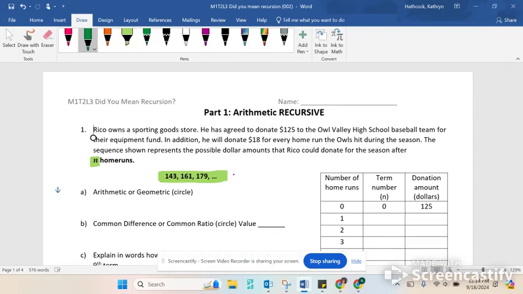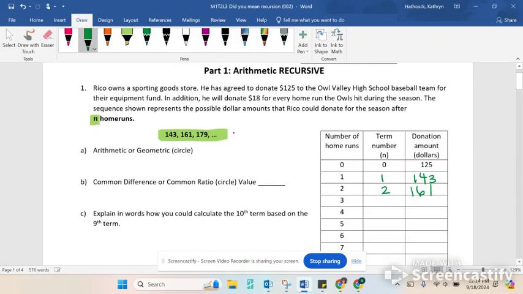So I'm going to fill out this table on the side. My term number is my number of home runs. So after I get one home run, I'm going to have $143. 2 home runs, I'm going to have $161. I'm going to let you keep filling that out.